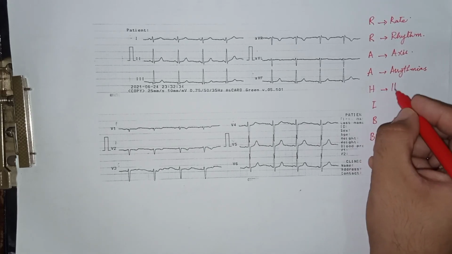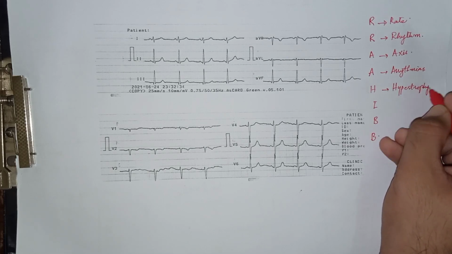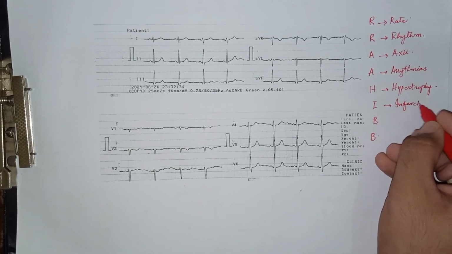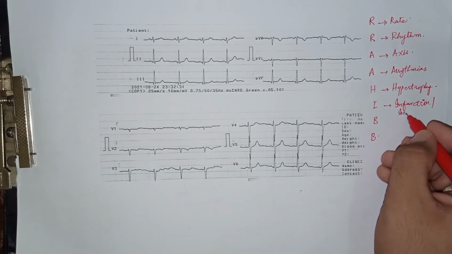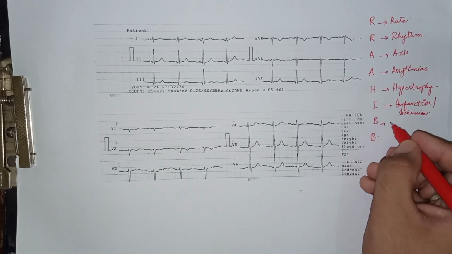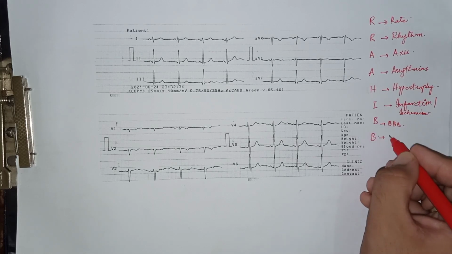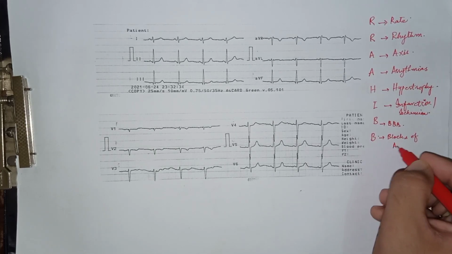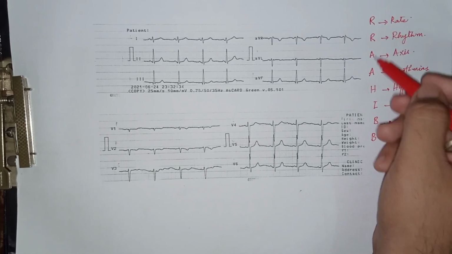H is for the hypertrophy of heart chambers. I is for infarction or ischemia, that is, how to check an infarction or ischemia in the ECG paper. And B is for bundle branch block and blocks of the AV node. So remember this mnemonic RAHIB.